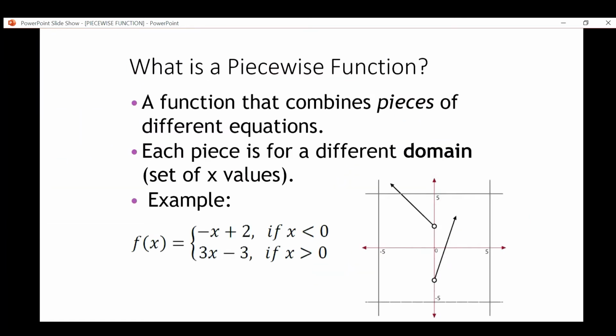Okay, so what is a piecewise function? It is a function that combines pieces of different equations. So a combination of two or more functions. So each piece is for a different domain or set of x values. So for example, in this one, we have here two functions. And then we also have two restrictions for the domain.